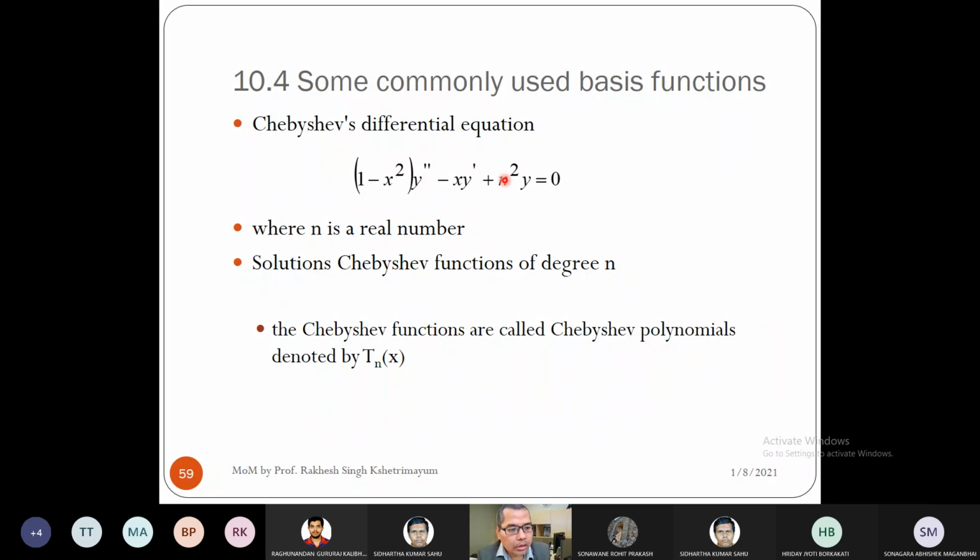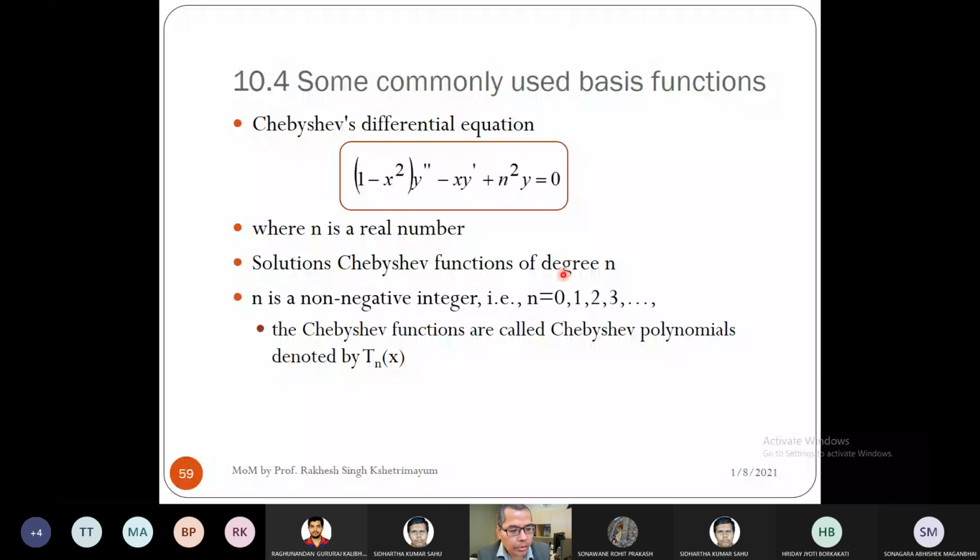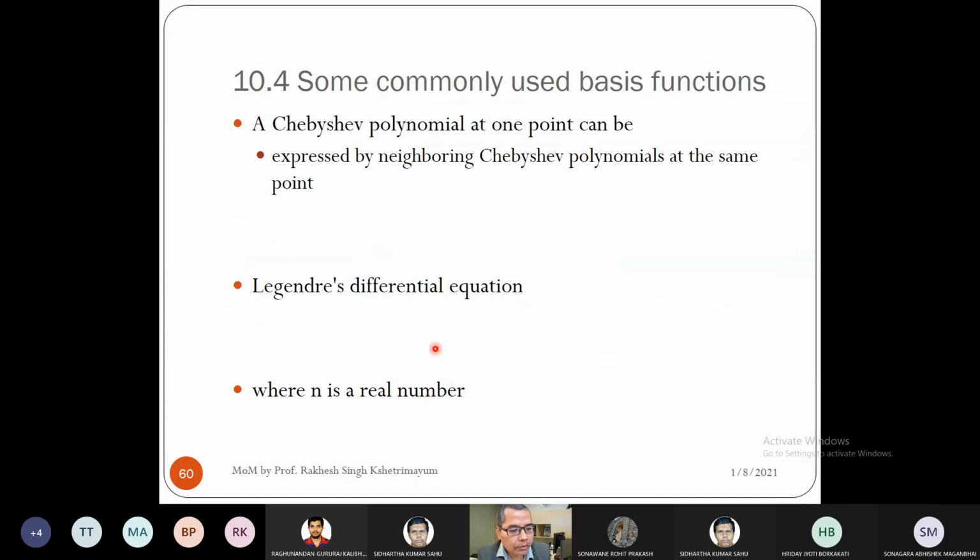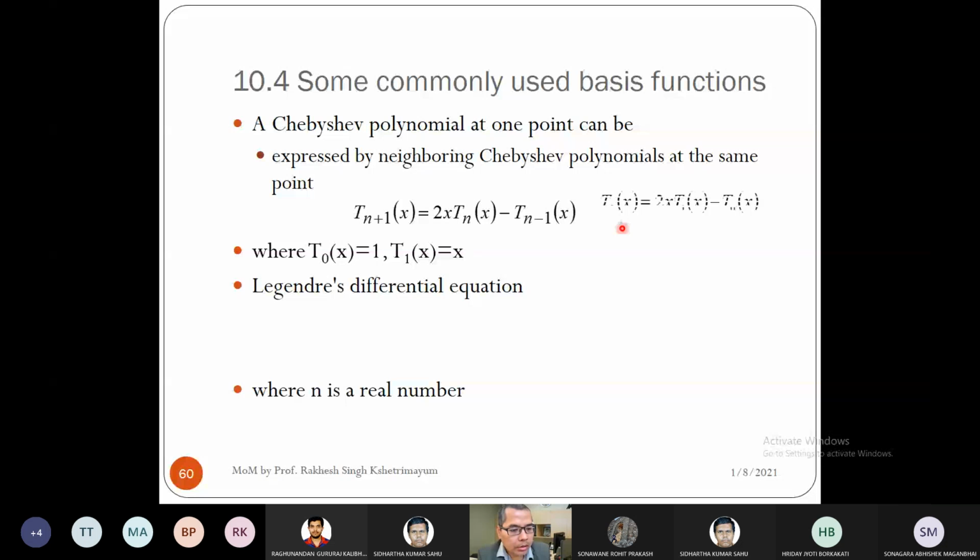So for this Chebyshev differential equation, you find a solution. The solution you get is called the Chebyshev function of degree n. Here n is a real number. But let's say you want to find it only for n a positive integer, a non-negative integer. In that case, this Chebyshev function we call Chebyshev polynomials. And a Chebyshev polynomial can be easily found by using this recursive relation.